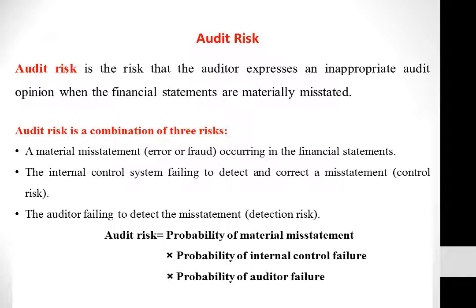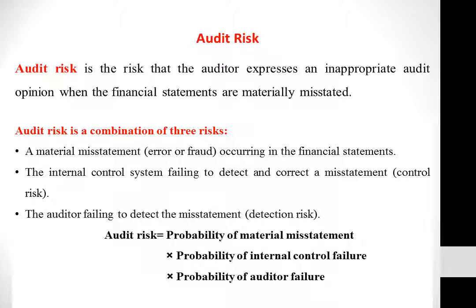How can I, as an auditor, calculate audit risk? Audit risk is an equation of 3 components. First of all, material misstatements occurring in the financial statements, and this we call inherent risk. Some items are more susceptible to being materially misstated than other items. The second component of audit risk is the internal control system failing to detect or correct a misstatement. This is control risk, and it is related to the internal control system of the client.